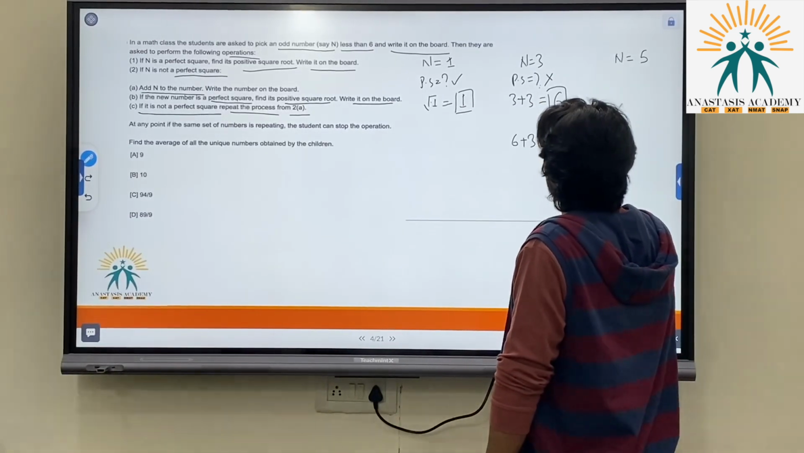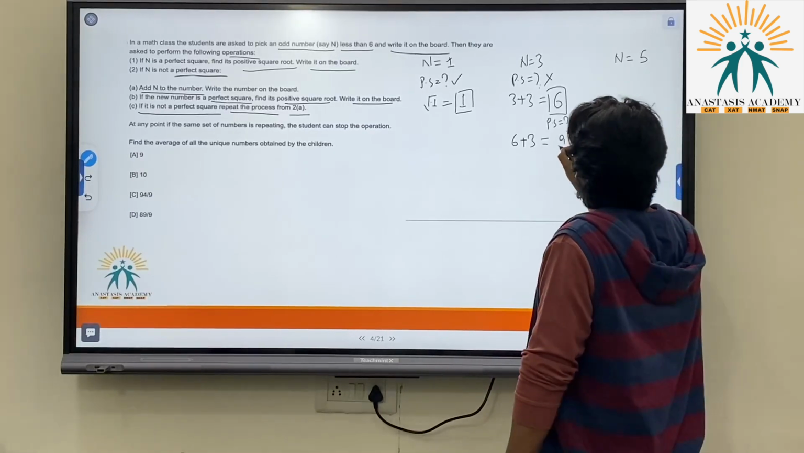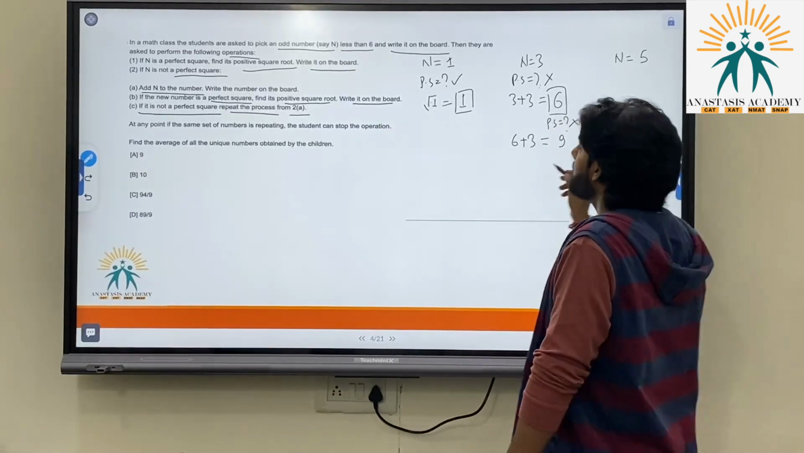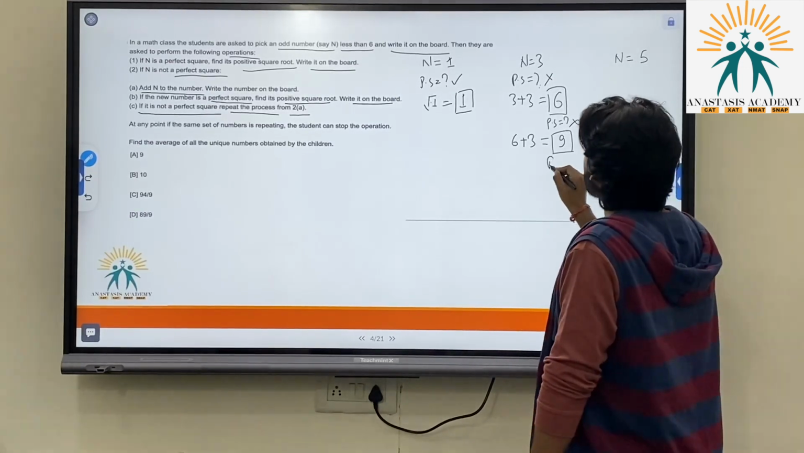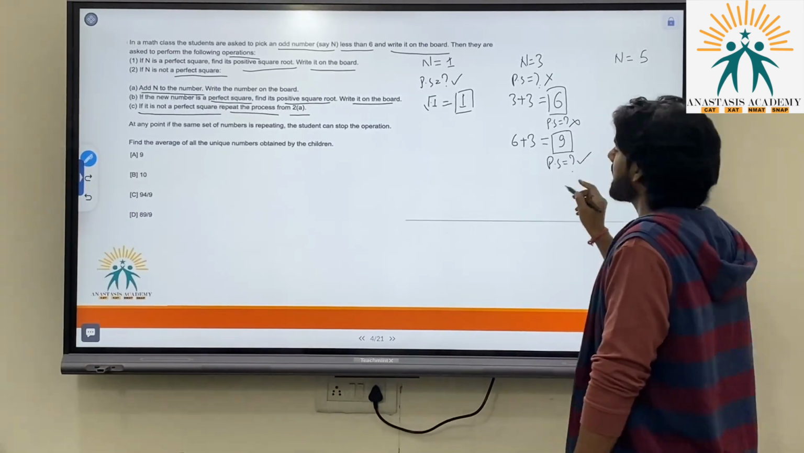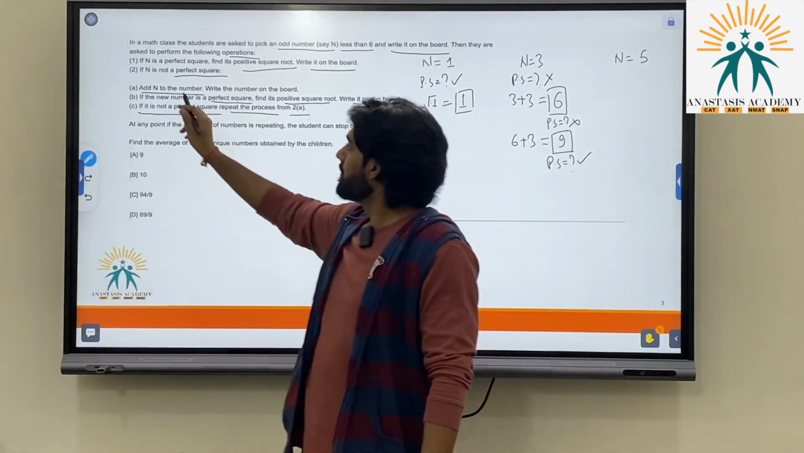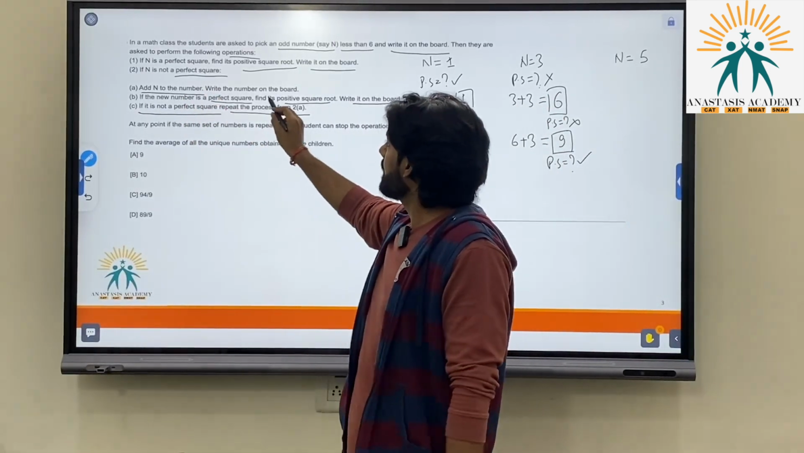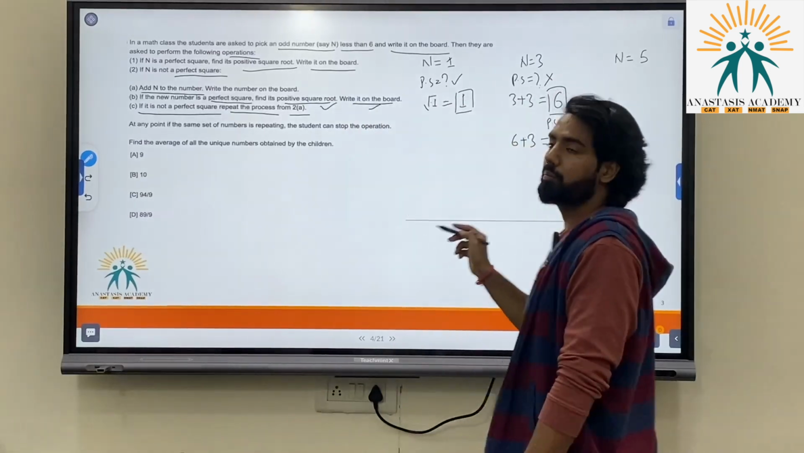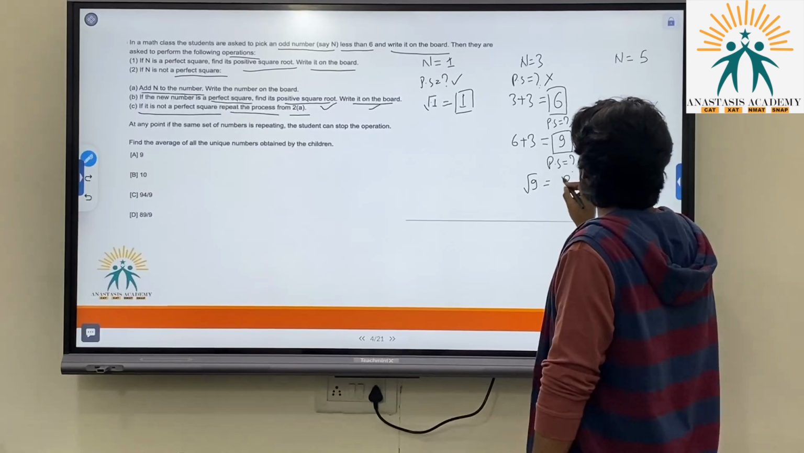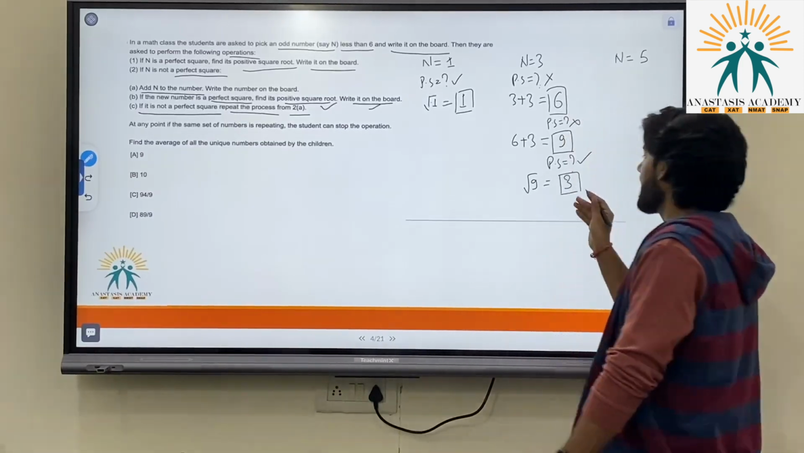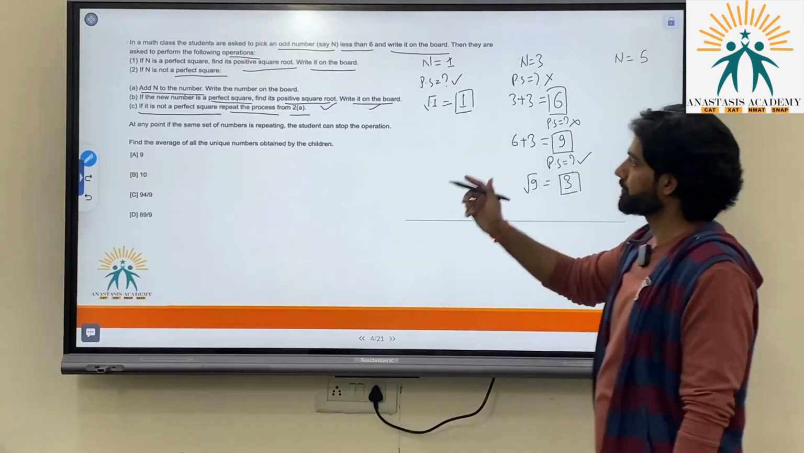So I have added 3 to the number and I got 9. Write the number on the board. So I have written 9 on the board. Now, is it a perfect square? Yes, it is a perfect square. In the case the number is a perfect square, I have to find its positive square root and write it on the board. So the positive square root of 9 is 3, and I have written 3 on the board.